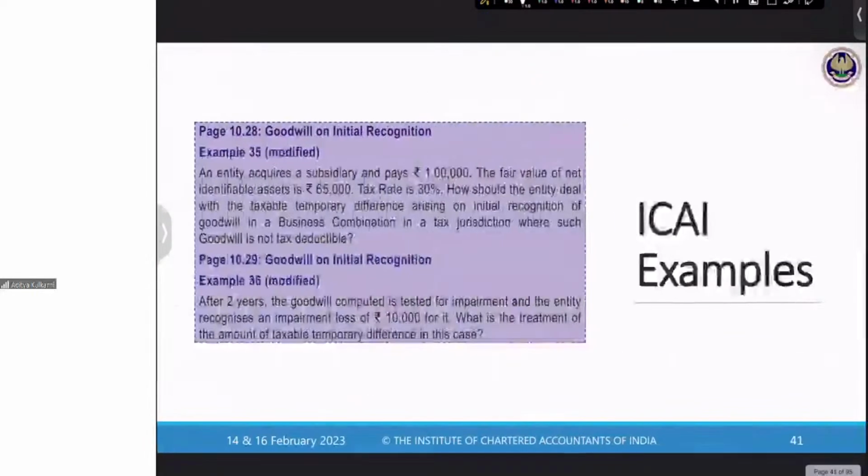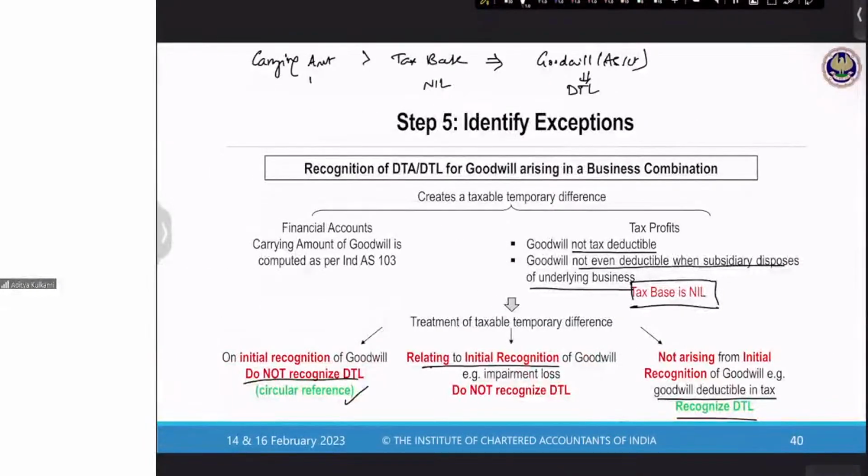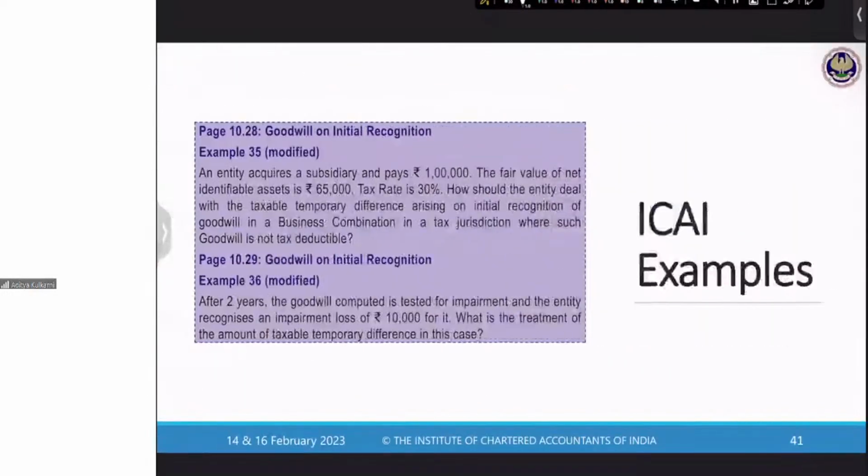Are you okay with this exception? Good morning, Sanjay. Good morning. Are you okay with this exception, everyone? Why am I not recognizing the deferred tax on goodwill? Is it clear? Yes. Everyone, is it clear? All right, so Manini confirmed, Soham has confirmed.